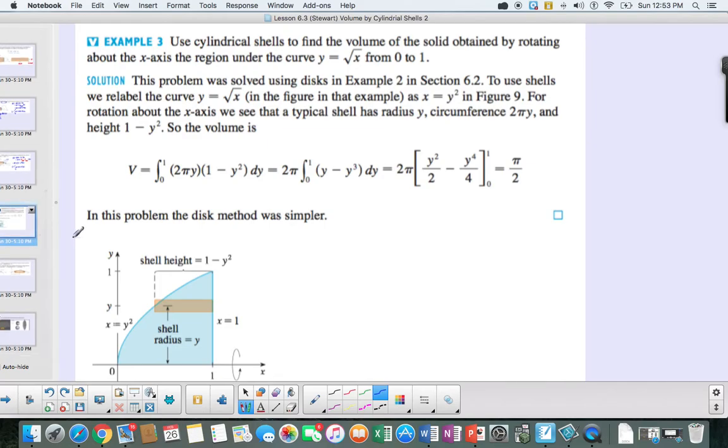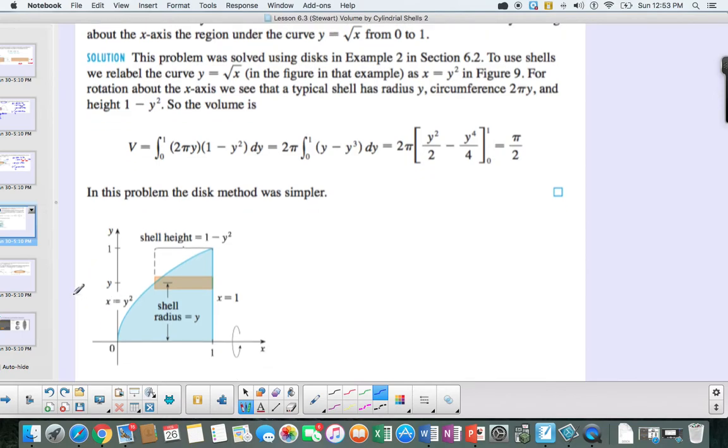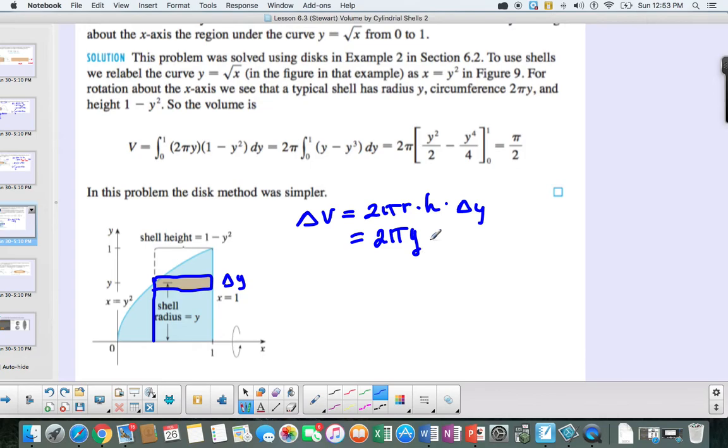All right, let's take a look at this problem, and what we're going to be doing is revolving it around the x-axis instead. So again, our little rectangle representation is always parallel to the axis of revolution. So delta V is going to be circumference times height times thickness. This time our thickness is delta y. Now our radius right here, how far we're going, is going to be a y coordinate. And our height is not so easy.